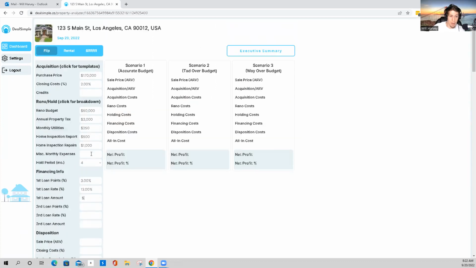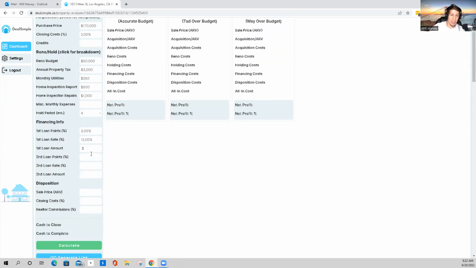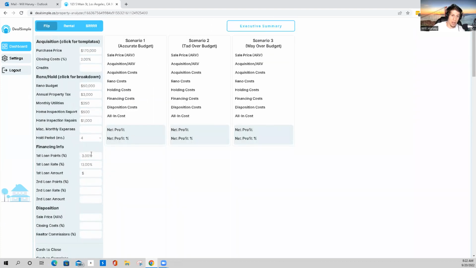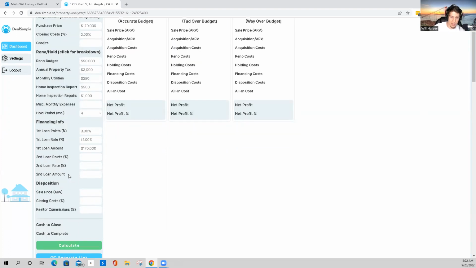And we did end up getting, I believe, 100% financing, plus we had a few draws for renovations on this one. So I'm just going to put in, just to show, in case you got a second loan, I'm going to show it like that. So I'm going to put in 170. So we're getting 100% financing.